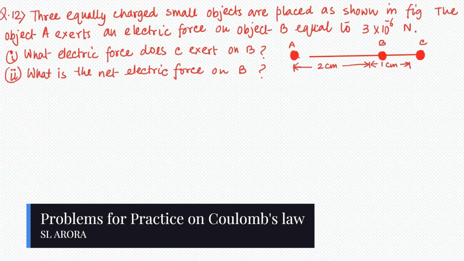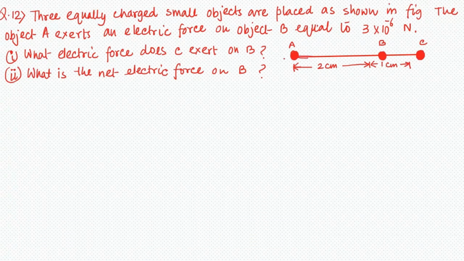Okay. So as you can see here, we have three equal charges. Let us assume that the charges on these three small objects are Q. The object A exerts an electric force on object B. That means the direction of this force is in this direction. So this would be FBA, and the value of FBA is given, that is 3 into 10 to the power minus 6 Newton.